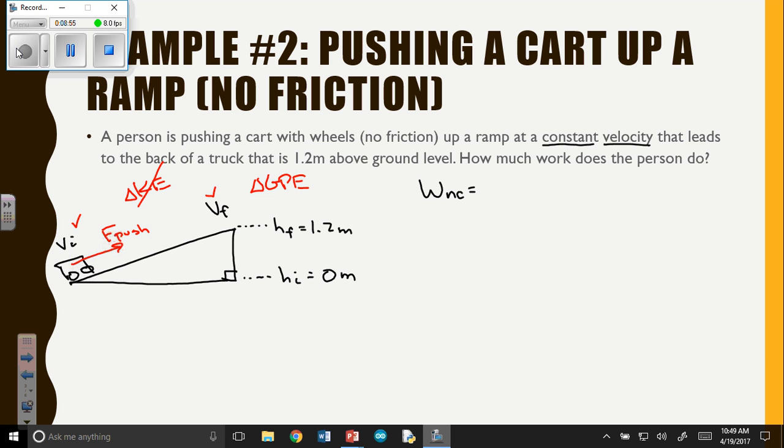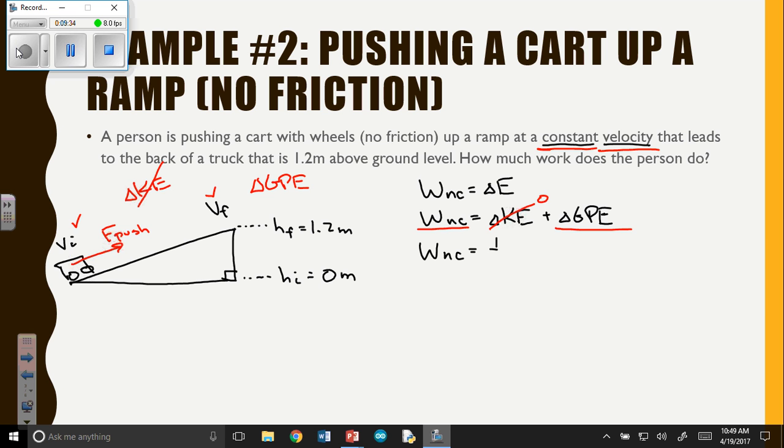So if I look at the way that I was writing this equation before, the work of the non-conservative forces is the change in total mechanical energy, and that would be the change in kinetic energy plus the change in gravitational potential energy. Because we're traveling at a constant velocity, there's no change in kinetic energy. Whatever it is, it's not changing. So the work that's being done isn't doing anything to change the velocity, it's doing everything to change the gravitational potential energy.